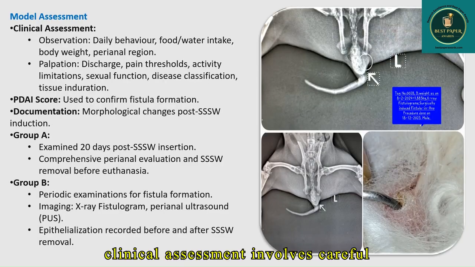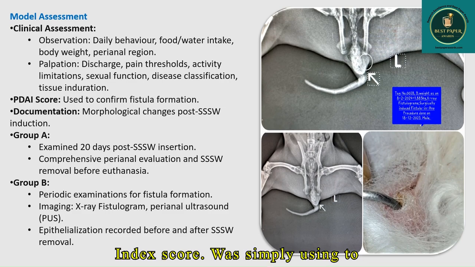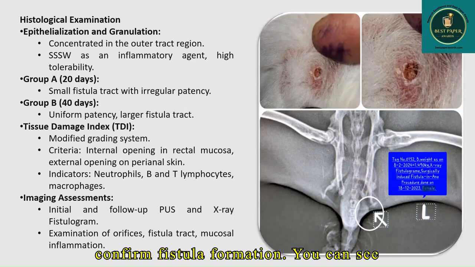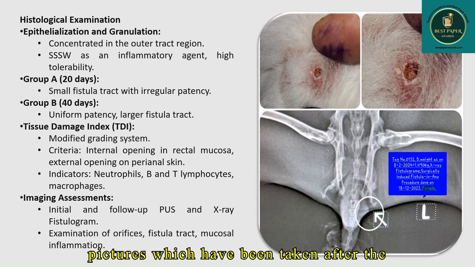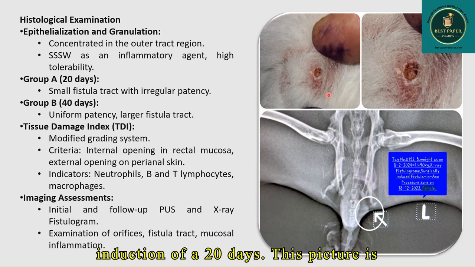Simply, the process of clinical assessment involves careful observation. The Perianal Disease Activity Index score was used to confirm fistula formation. You can appreciate that these are the pictures taken 20 days after the induction. This picture is after 20 days of induction of fistula in ano.